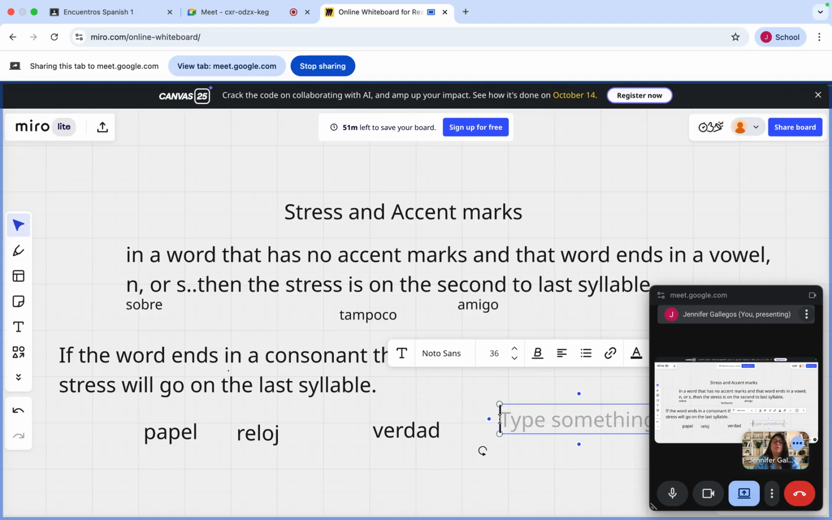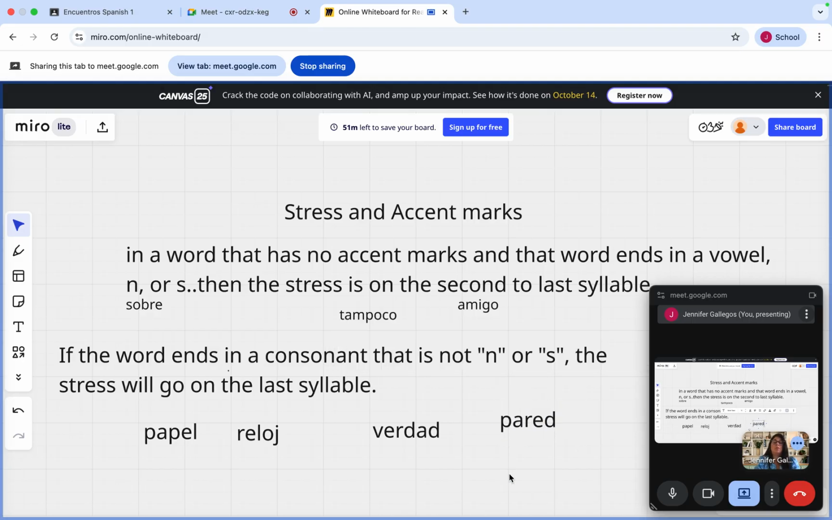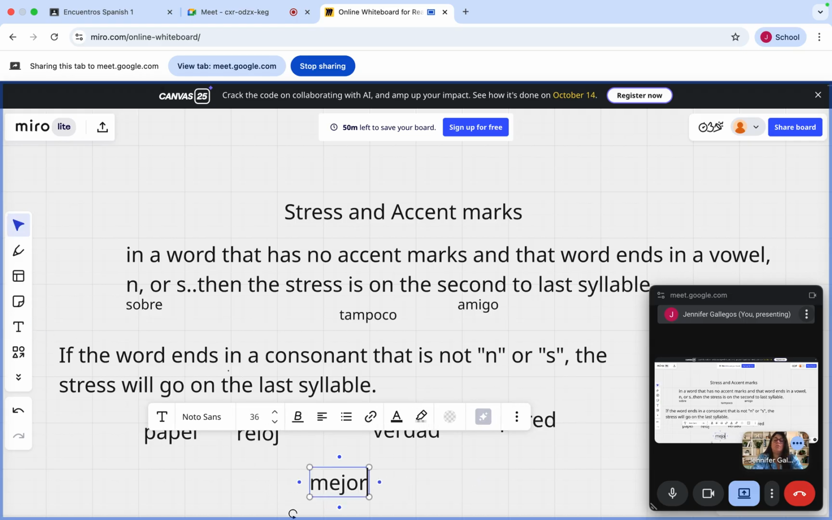Another word. This word does not end in an N or an S or a vowel, so it's pronounced pared. Okay? The next word ends in an R. The stress goes on the O. Mejor. Okay?